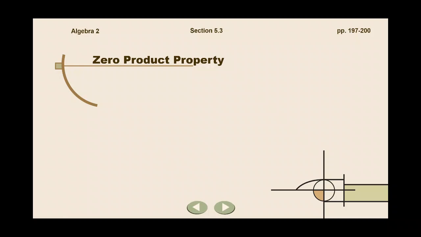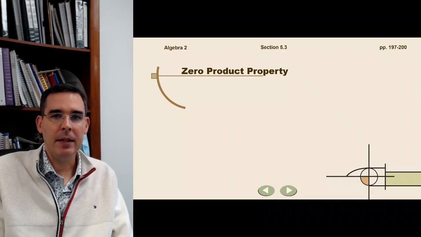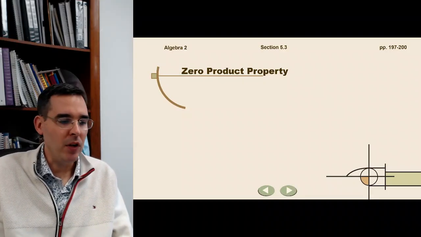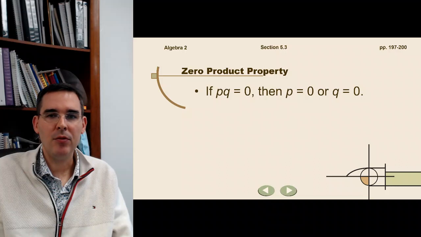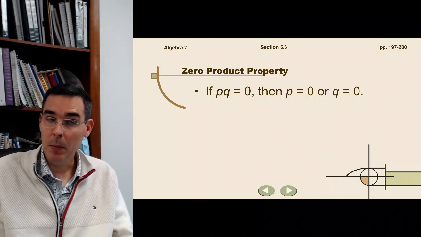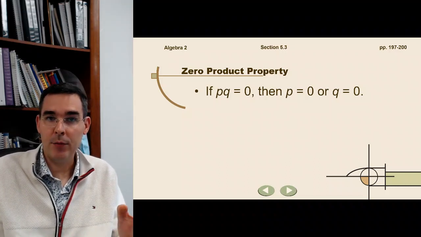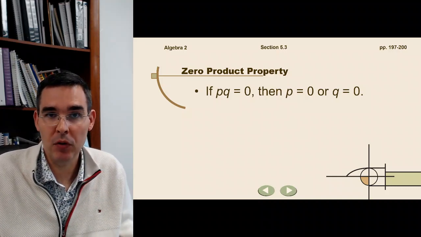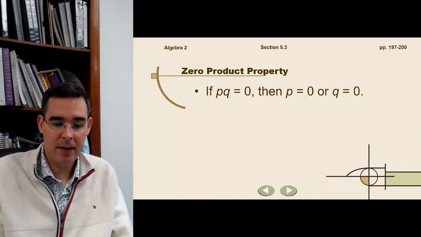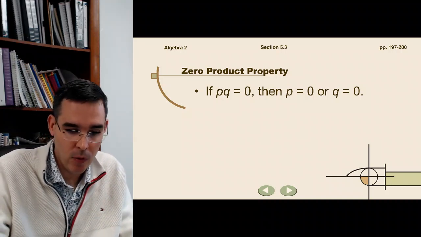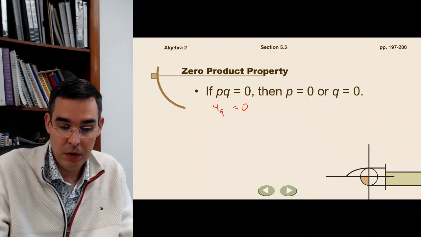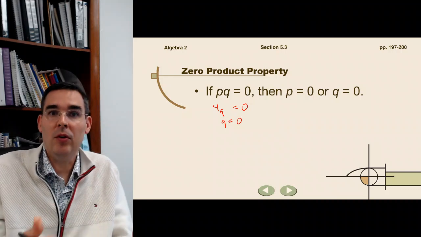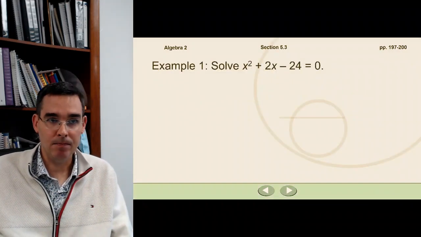In order to solve a quadratic equation, we need to remember the zero property. We've looked at this before last year, but by way of review, if p times q is 0, then either p or q has to be 0. They both could be 0 as well, but at least one of them has to be. Because let's say p is 4. If 4q is 0, then q has to be equal to 0. And the same would be the other way around.